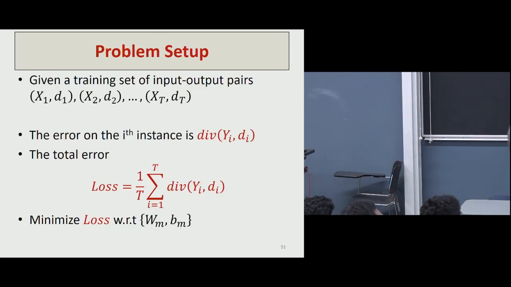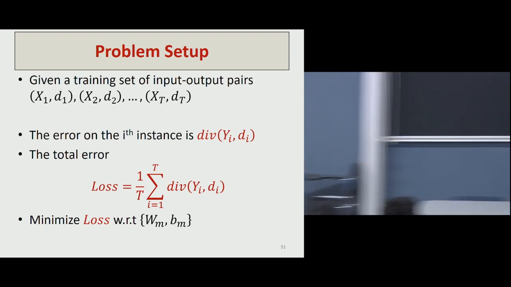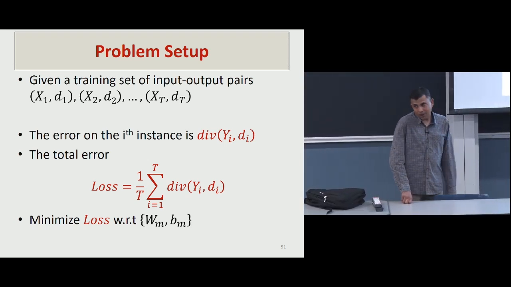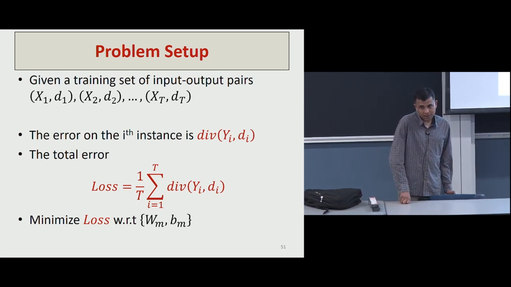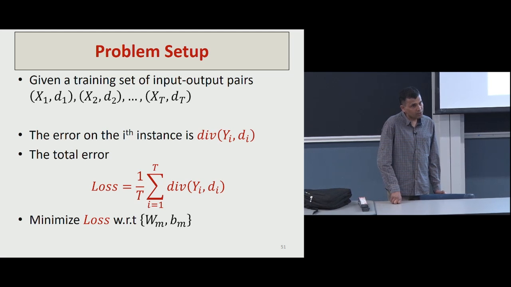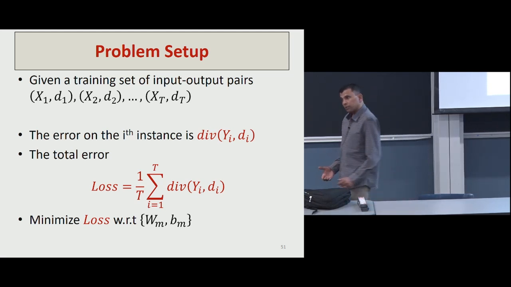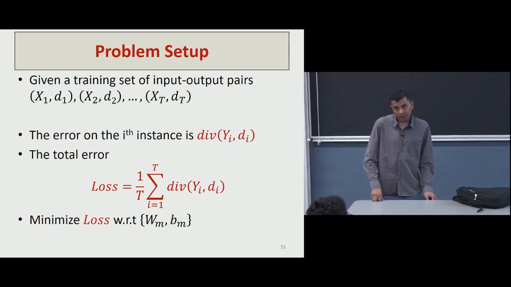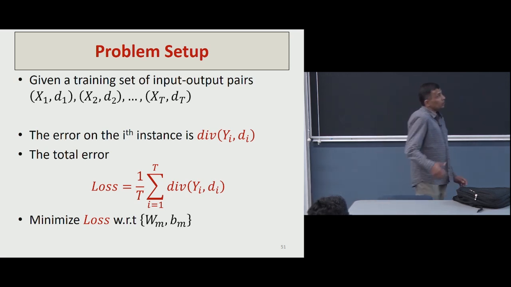You're given a training set of input-output pairs, and the error on the ith instance is quantified by this divergence, which is the divergence between the actual output of the network, which is a softmax output vector, a probability vector, and the desired output of the network, which is typically a one-hot vector. The total error over the training set or over a batch is going to be the average divergence over all of the instances in the batch.